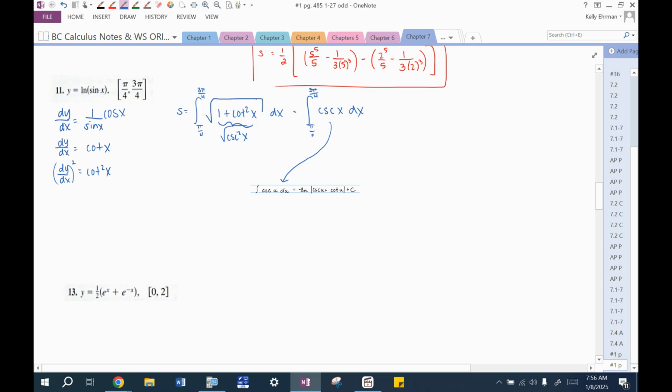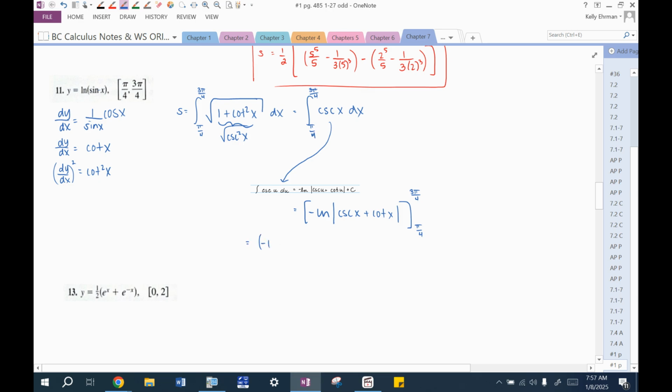So what's the rule here? The answer here is going to be the negative natural log of the absolute value of cosecant. It says u, but we just have an x, so we don't have to think about u-sub there. So cosecant x plus cotangent x. And we're evaluating that from pi over 4 to 3 pi over 4. And now we just have to plug stuff in.